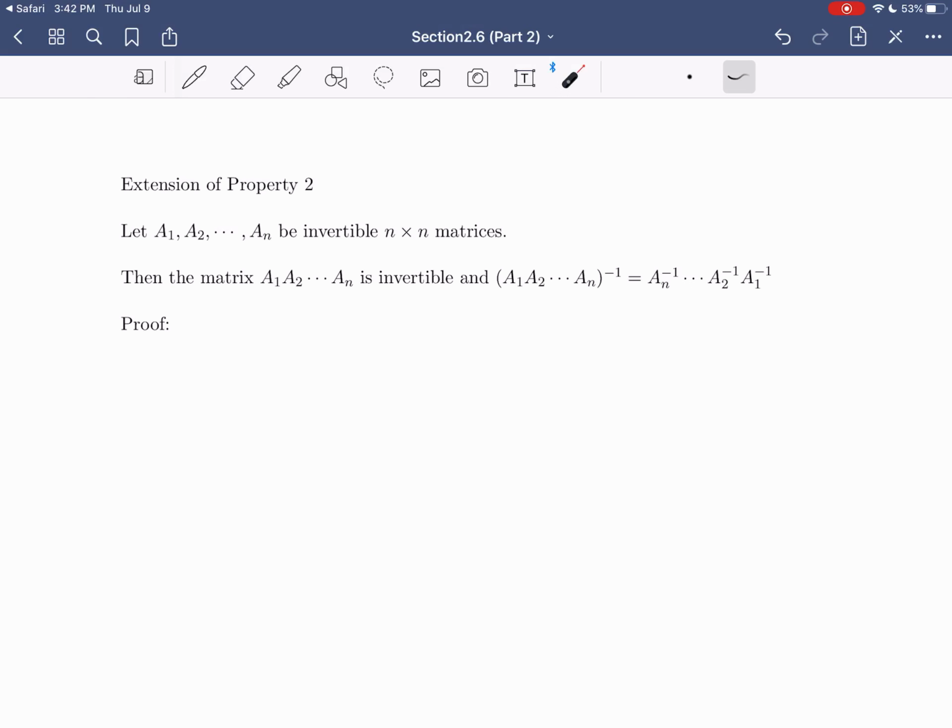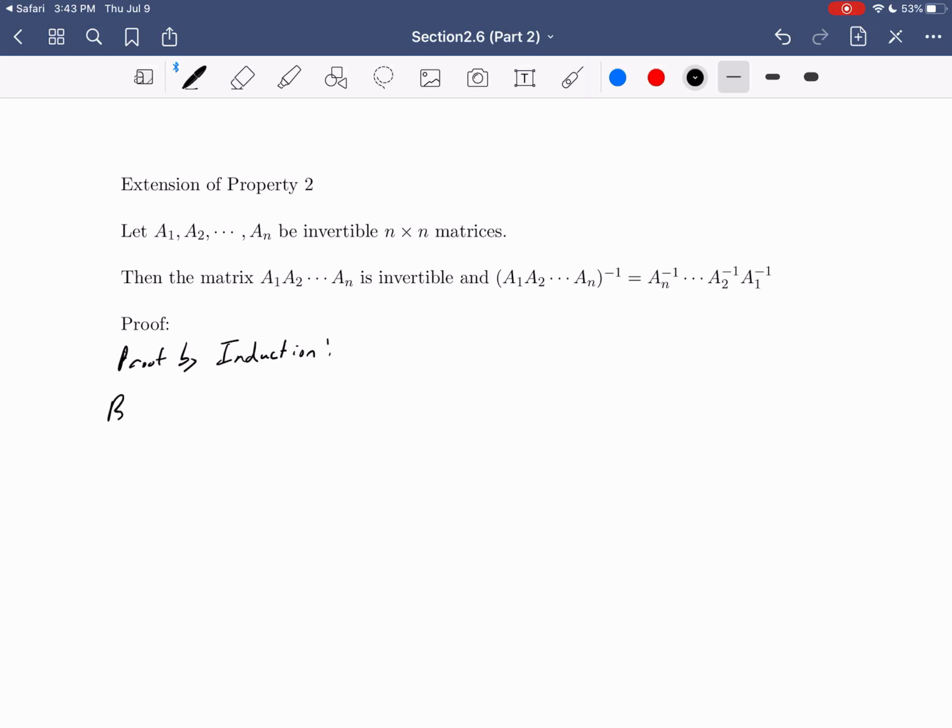So we're going to extend property 2, and we're going to let A1, A2 through An be invertible n by n matrices. I guess we shouldn't have the same letter there. Doesn't really matter. This n and this n technically could be different. That's okay. Then what we're going to do is show that the product A1, A2 through An is invertible, and the inverse of that product is the product of the inverses, but in the reverse order. So to do this proof, because we have an arbitrary amount of matrices, we're going to need to do a proof by induction.